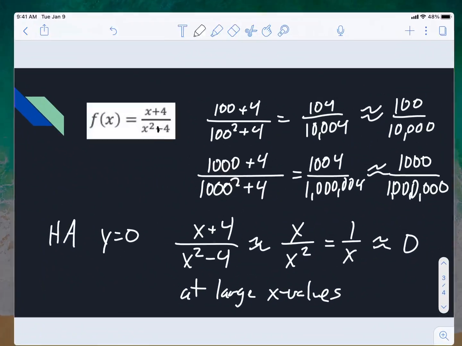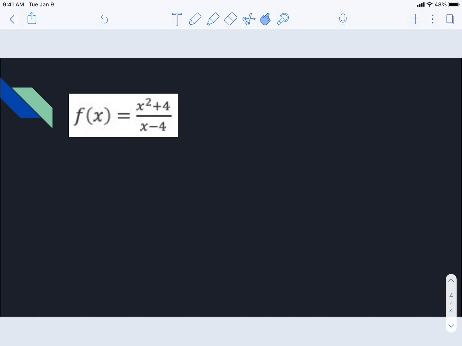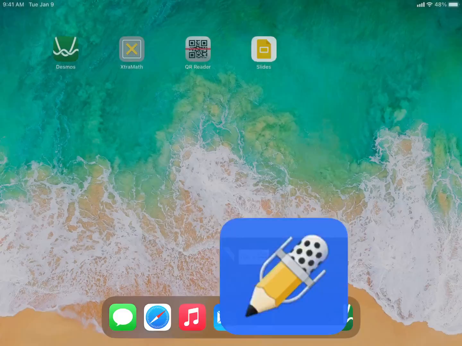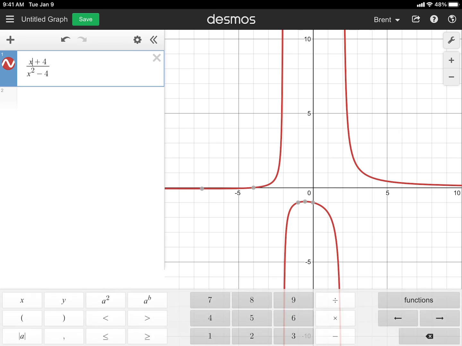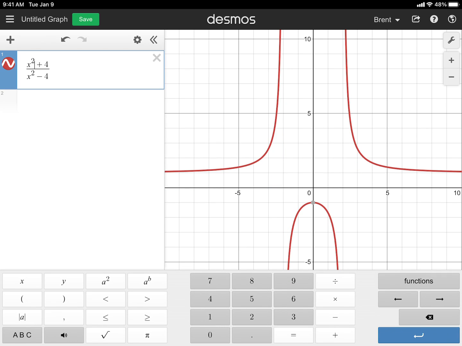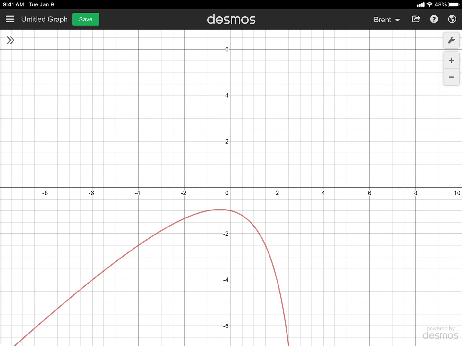Okay, so let's take a look at one more situation. What about this guy, the last example here? Because the top has a degree that's higher than the bottom, we know there's not a horizontal asymptote. So let's see what's going on with this goofy one. We said this was now x squared plus 4, and the bottom was going to be x minus 4. Well, now we've got something different looking.